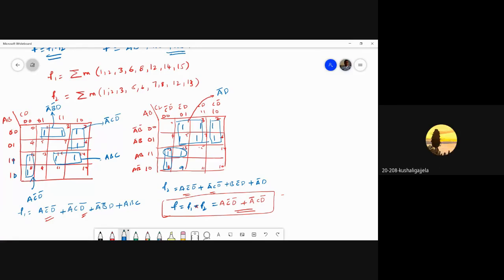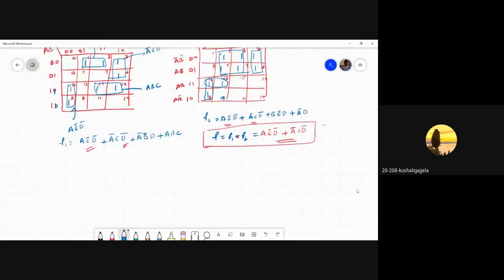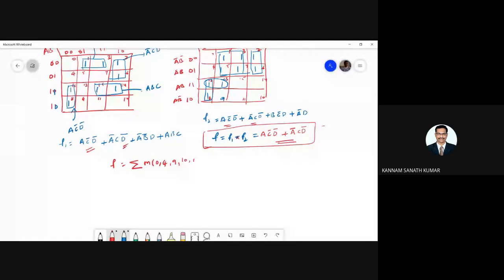Not for these numbers, sir. Before, you gave the numbers 0, 4, 9, 10, 11. Okay, okay. Once pair for that, sir. So the function f equal to summation of m of 0, 4, 9, 10, 11, 14, and 15.